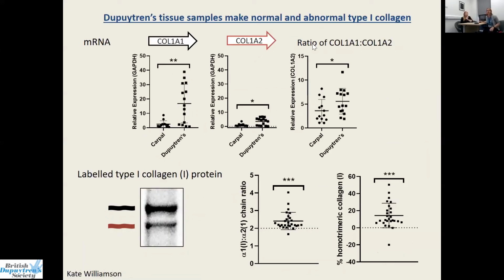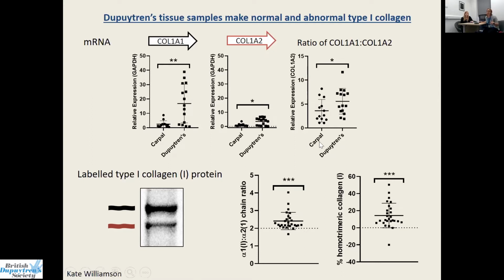So our original study was to try and identify if this abnormal type of collagen was present in Dupuytren's. We did find that the products of both the collagen genes were increased in Dupuytren's disease, but the product of the first gene was relatively increased more.